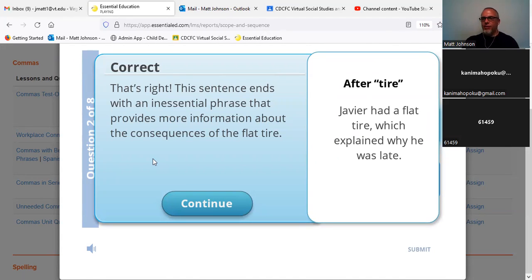Yeah, an inessential phrase, right? That's what we're talking about. It provides more information, but is not essential to the main idea, right? The main idea, the complete idea, is Javier had a flat tire, right? The extra information there is just icing on the cake. It's adding more to that idea. That's what we're going to separate with the comma.